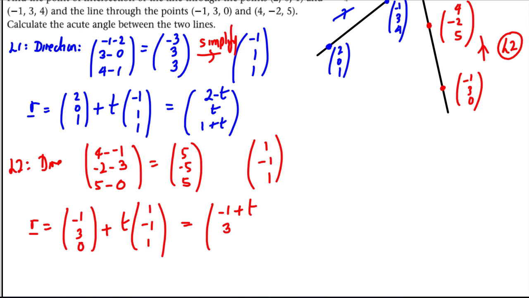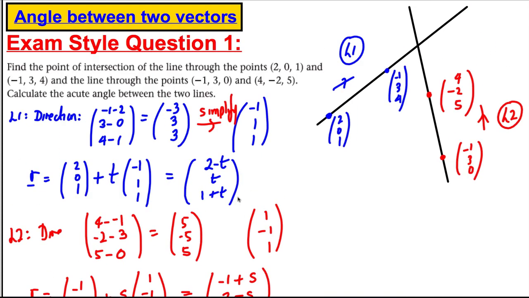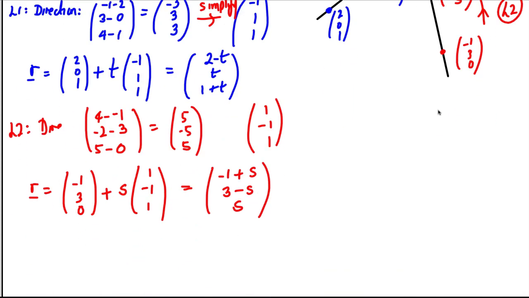Let's not use t, sorry, my fault here. Let's use s, a different letter, just so it doesn't confuse. That's s, so negative 1 plus s, 3 subtract s, and s. Okay, so if I want to work out where the lines intersect, I make these two equations the same.